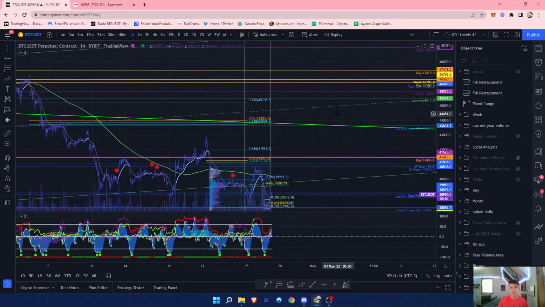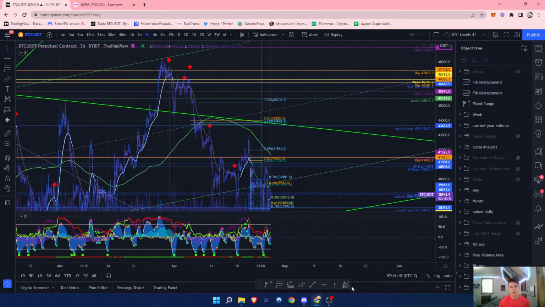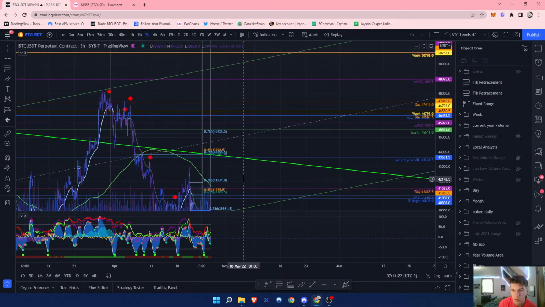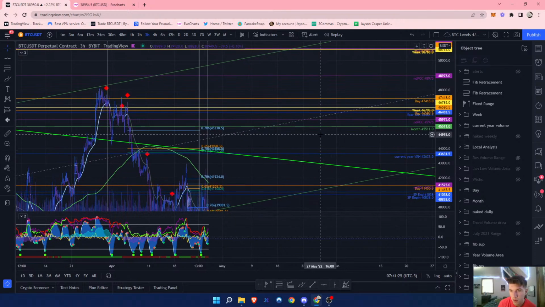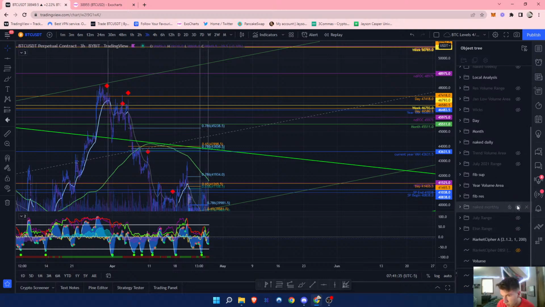Now we can start looking for some swing. Usually with swings, it's like 3 to 4 hour. So really, looking at this level right up here, 49,000. It's a naked monthly point of control and a naked daily point of control. If I just turn on my naked monthlies, you can see this little range right here.